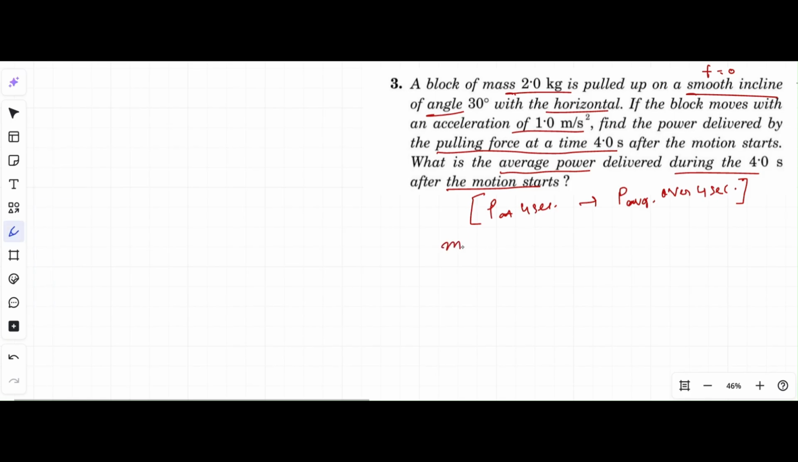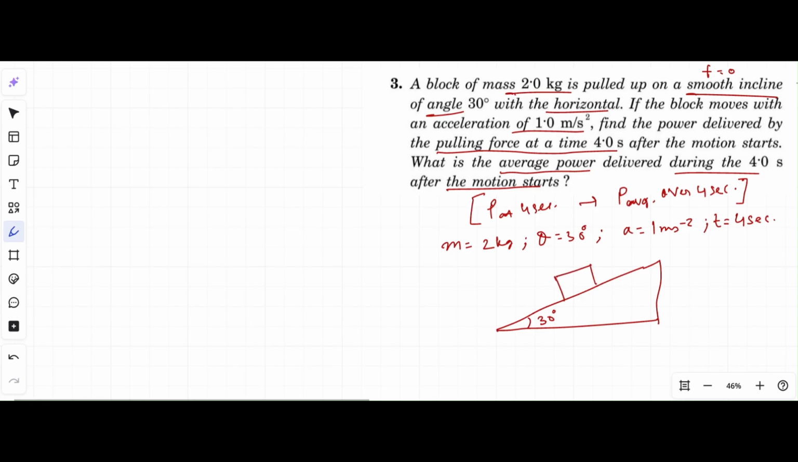Now mass is 2 kilogram, theta is 30 degrees from horizontal, acceleration is equal to 1 meter per second square, time is equal to 4 seconds, and we need to find power and all that. So first let's make the diagram. Suppose this is theta 30 degrees with the horizontal, and the block is moving somewhat here. It is pulled up on a smooth incline.